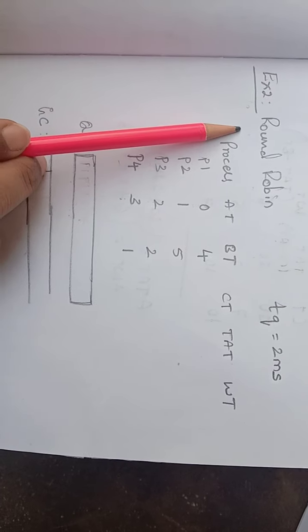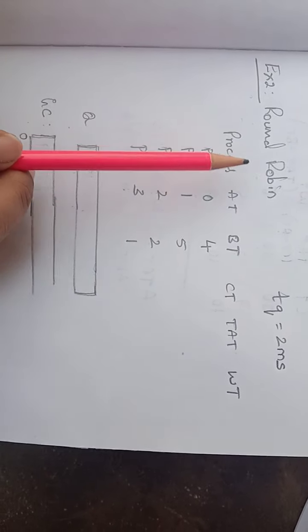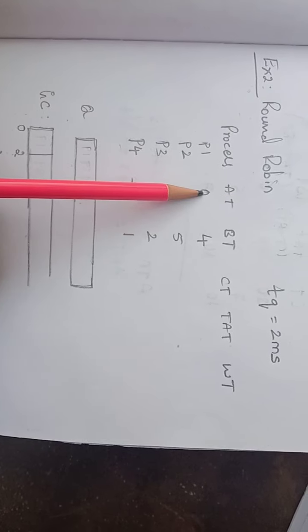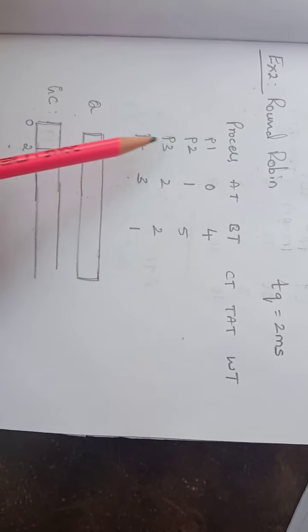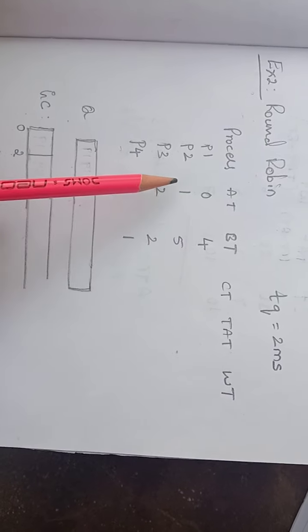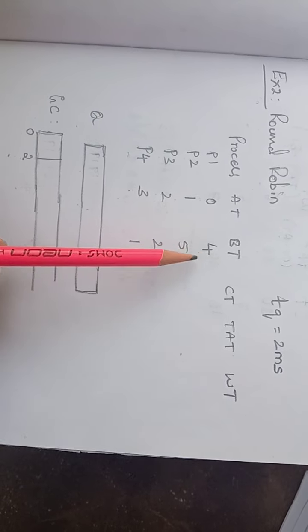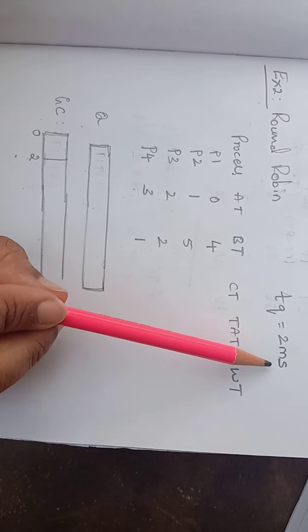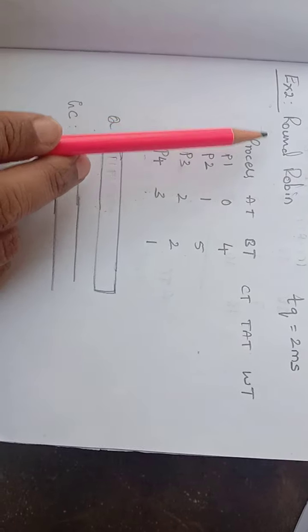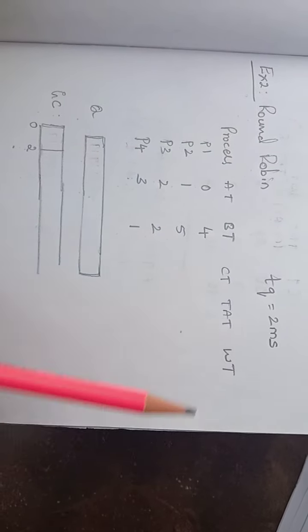In this example we are going to solve the round robin scheduling algorithm with processes that arrive at different times. Let me consider this problem in which we have 4 processes with arrival times 0, 1, 2, 3 and burst times 4, 5, 2, 1, and the time quantum is 2 milliseconds.